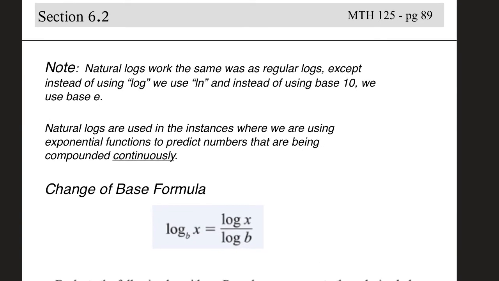Okay, so looking at natural logs a little bit more. They work the same way as regular logs, except instead of using log, we use ln. And instead of base 10, we use what we call base e. Remember before when I was telling you that if there's nothing written in the base spot, you can assume it's 10. If I have the natural log of 10 and there's nothing written in the base spot, the base for natural logs is a number we call e.